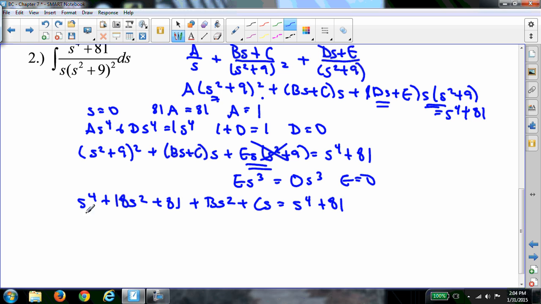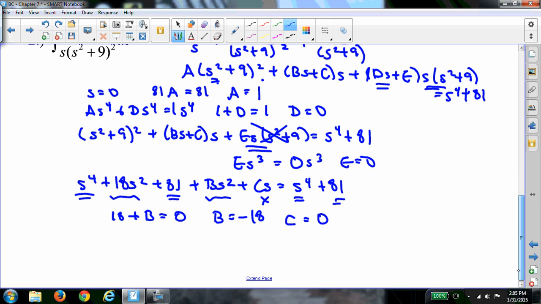So I took care of the s to the 4th and the 81. That means 18 plus b equals s squared, but there's no s squareds on the other side. So b equals negative 18. And there's no s's on the other side, so c equals 0.